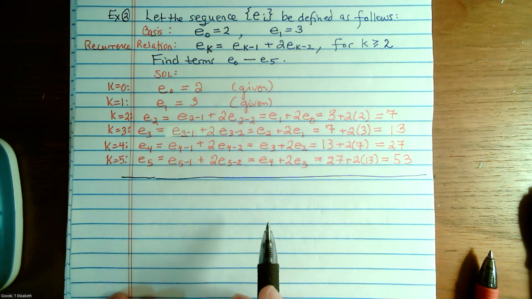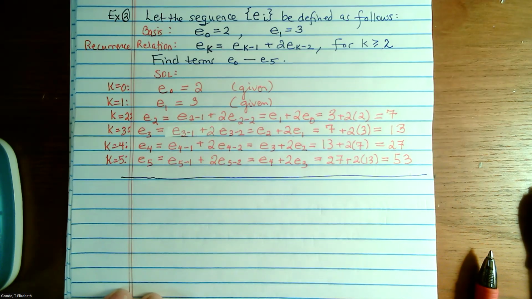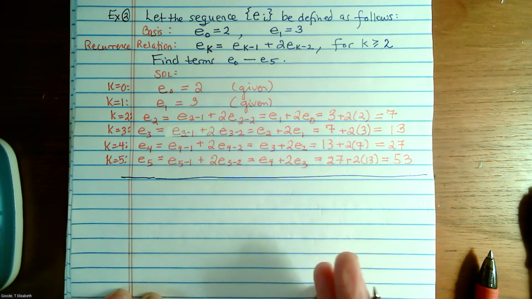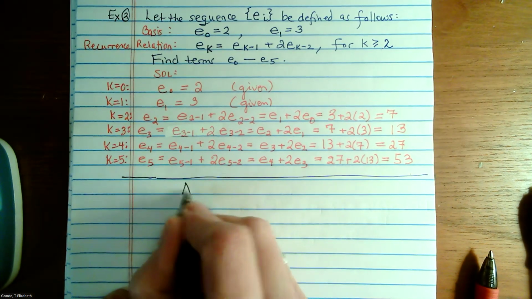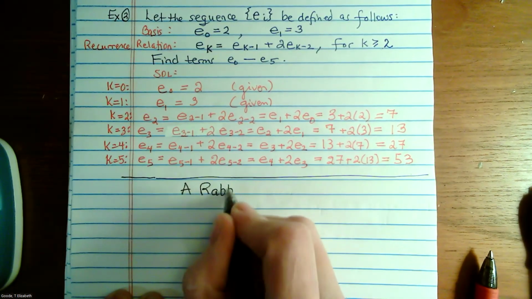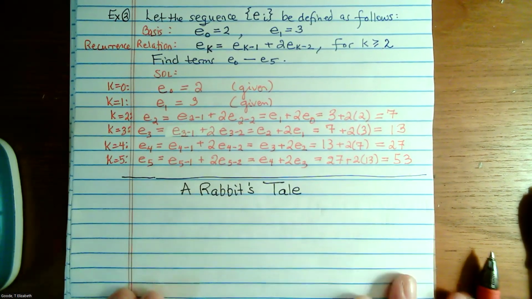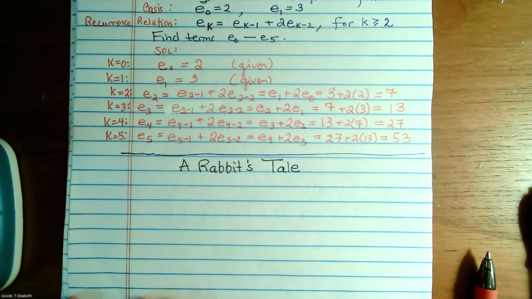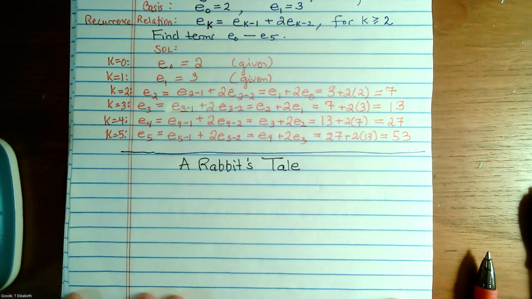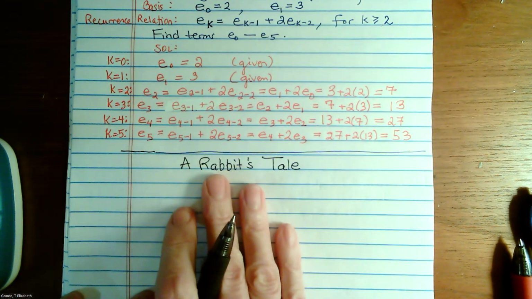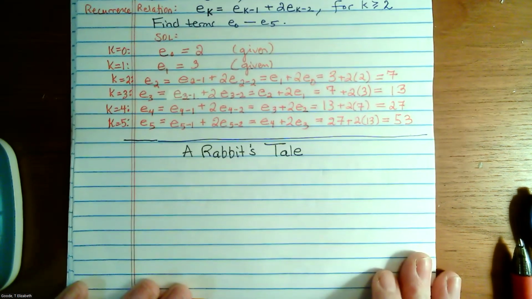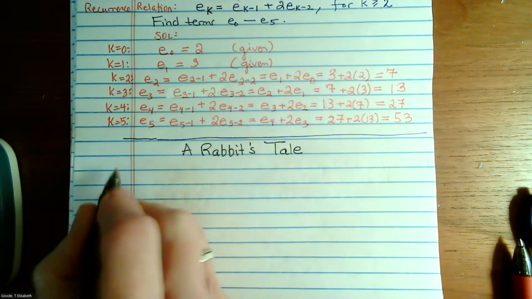One of the ways that mathematicians got around this problem is that they would write mathematical problems in prose, as stories in paragraph form. As an interesting historical note, I want to give you the modern English version of the letter that a mathematician wrote to his mathematician friends describing a mathematical problem. And it's about rabbits. So I've called it A Rabbit's Tale, and that's tongue in cheek, of course.